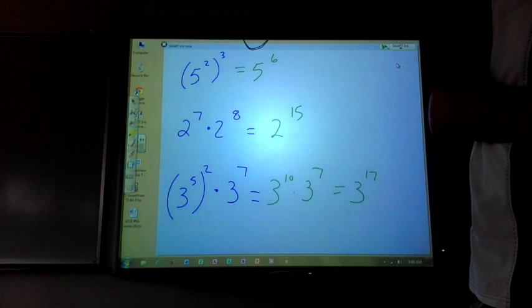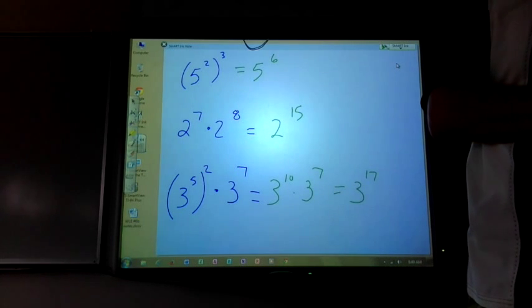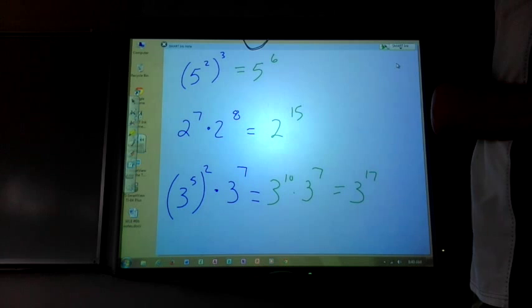Are we going to have a test on this? Right this second? No. On exponents? Yeah, soon.